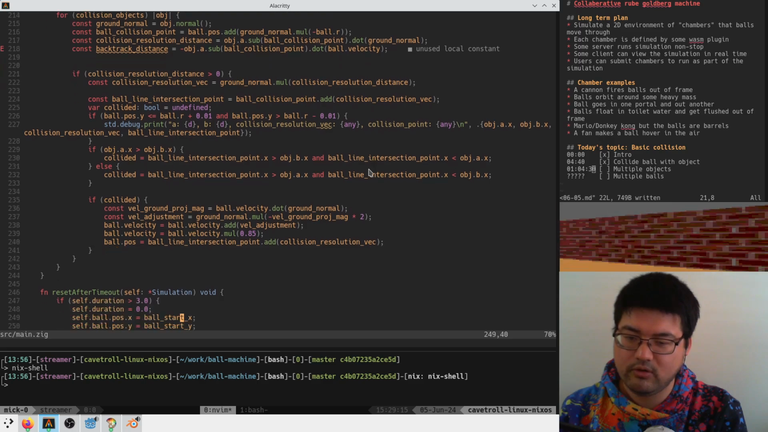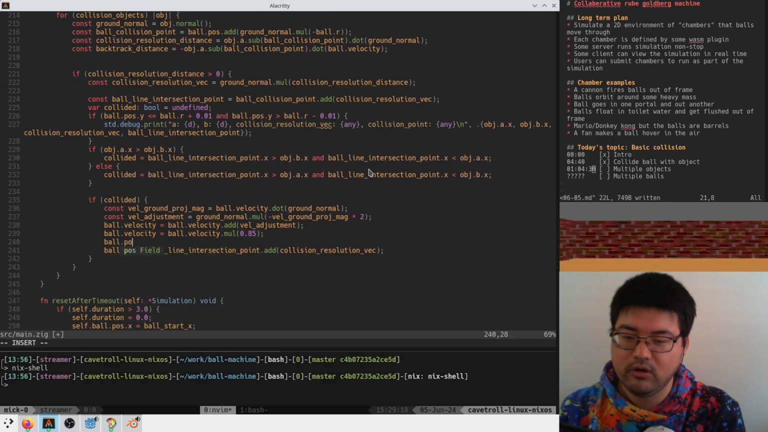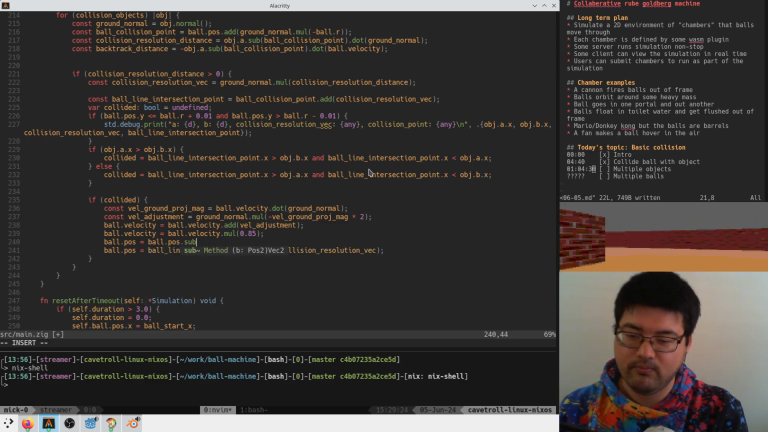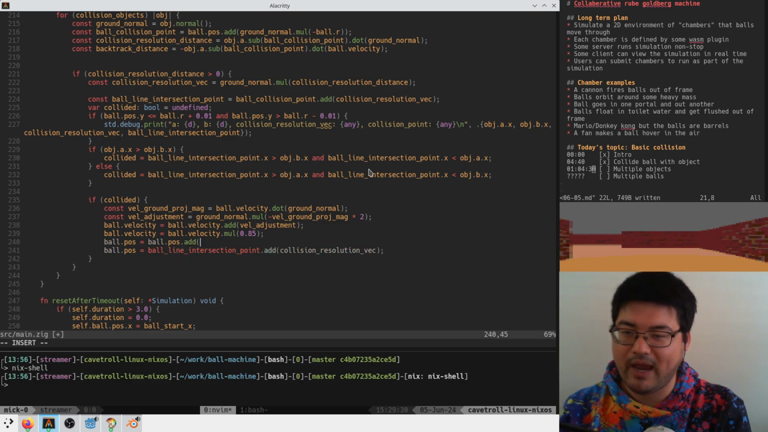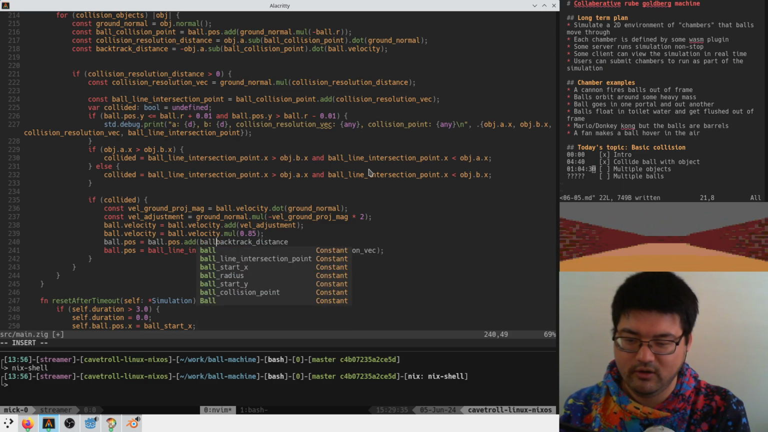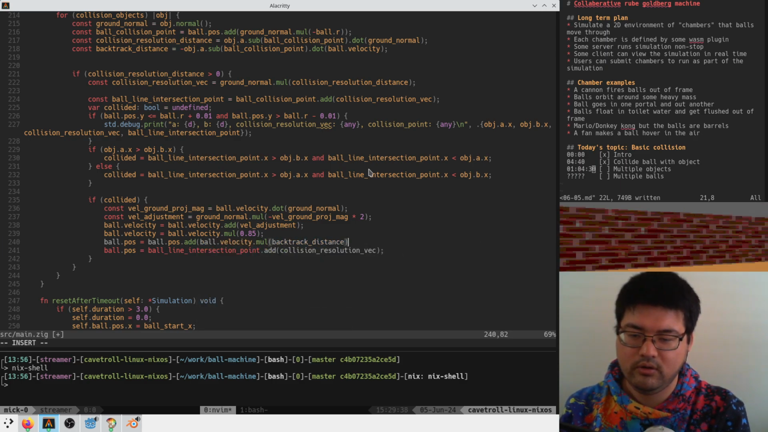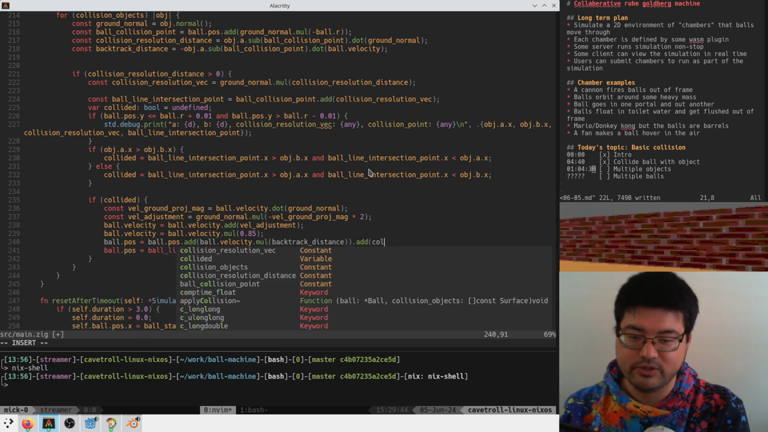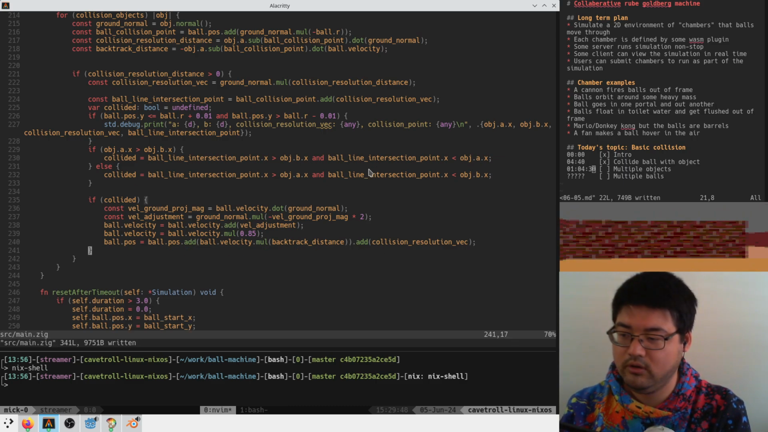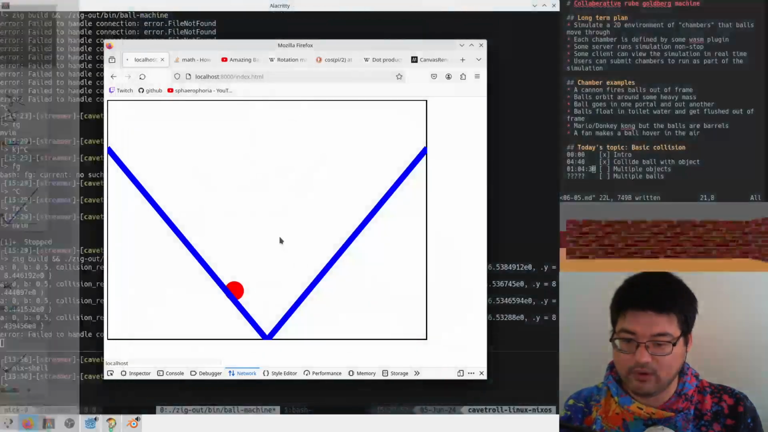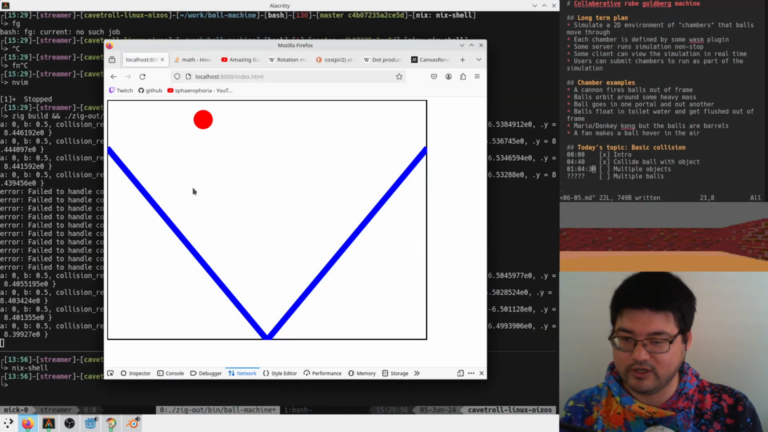Then we set the ball position to the ball position minus, added with the backtrack distance multiplied by the velocity. Uh-huh. And then we add from here the collision resolution vector. Let's see what that does. Surely I messed up something. I messed up some sign somewhere, probably. Yeah, just immediately, what is going on?